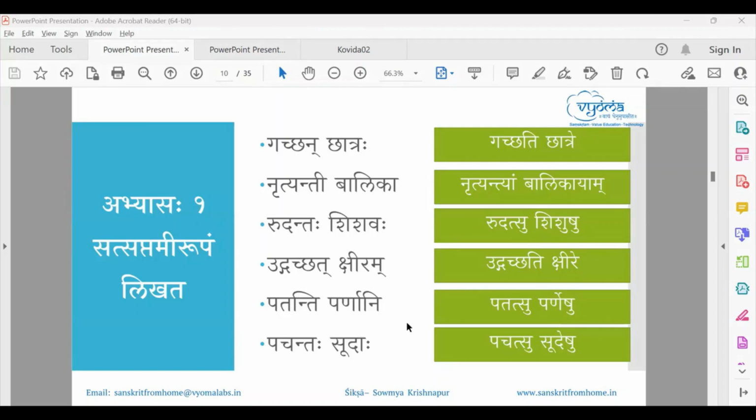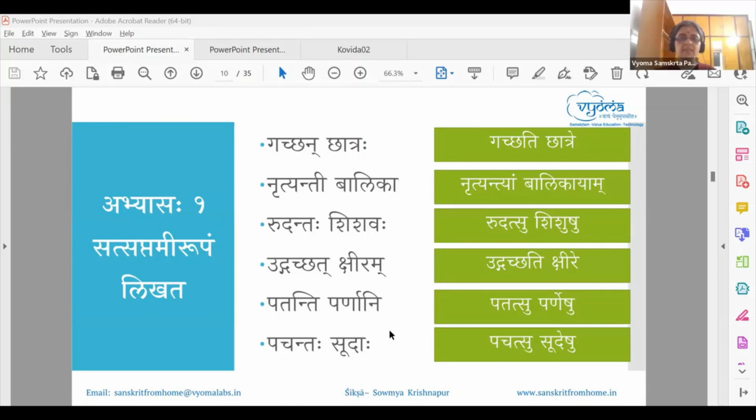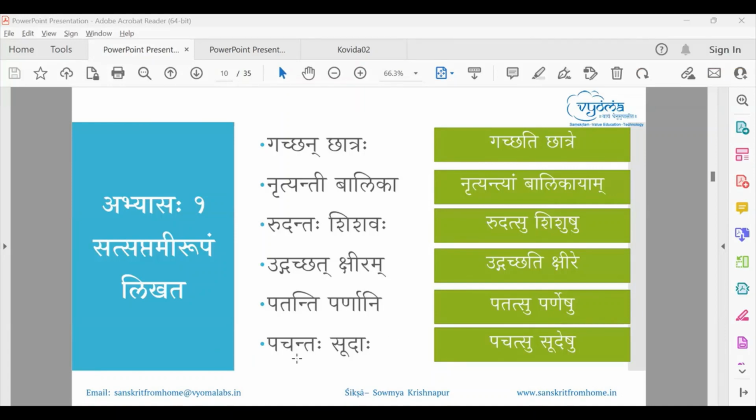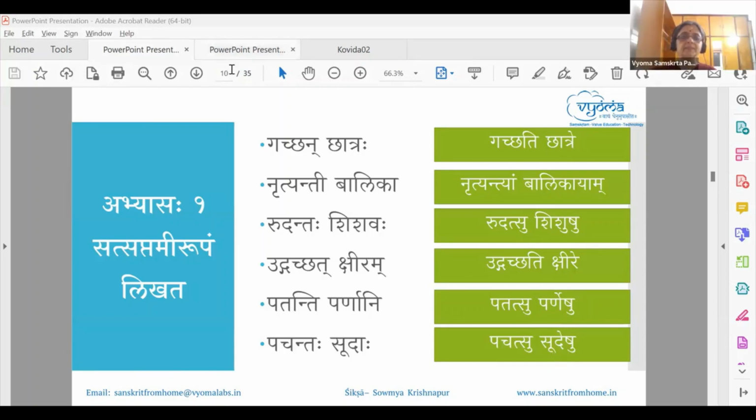Pachan sudaha. Are you able to see this? Yes, I can see. Pachantaha sudaha. Sudaha, what is it? The cook. Sudaha is a pachaka. Pachanta, the cook cooking. The cook's cooking. Yes. Pachatsu sudeshu. Dhanyavadaha.